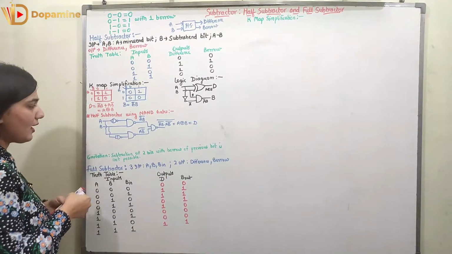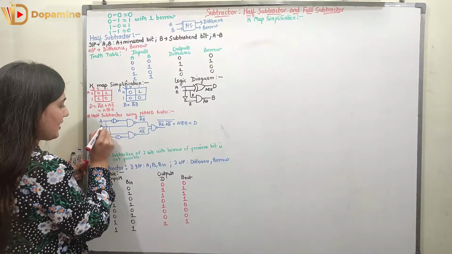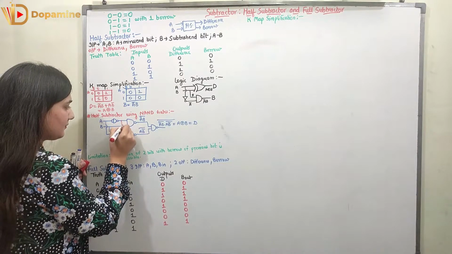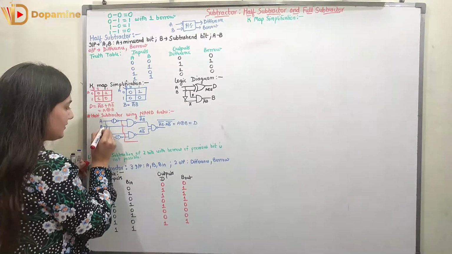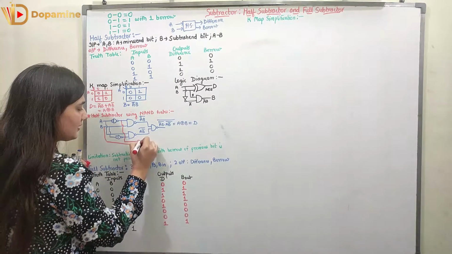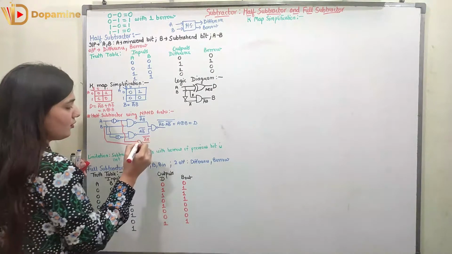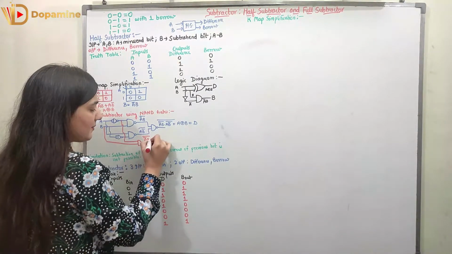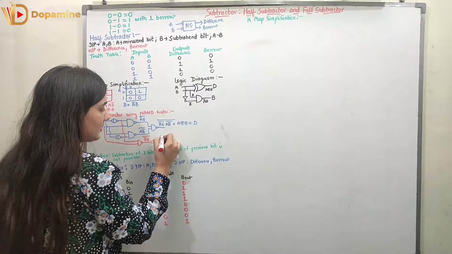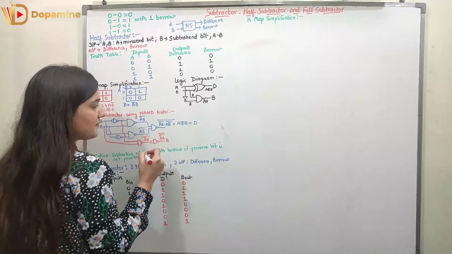And for the borrow I require A bar into B. So right over here I have A bar. I will take the A bar from here and I will take the B from here. I will use a NAND gate. This is my A bar B whole bar. I require A bar B, and for that I will use an inverter. So here I will get A bar B double bar, so it is equal to A bar B, which is my borrow.